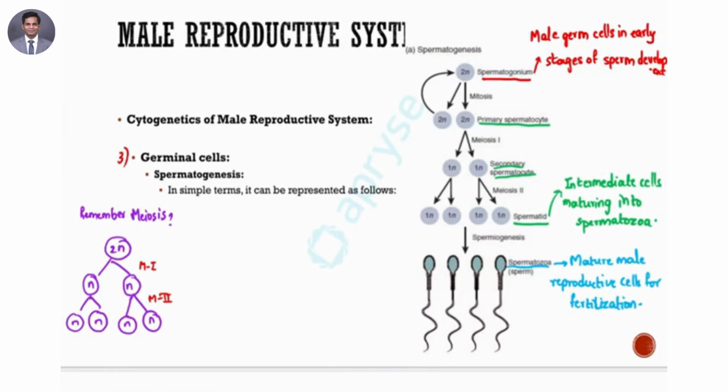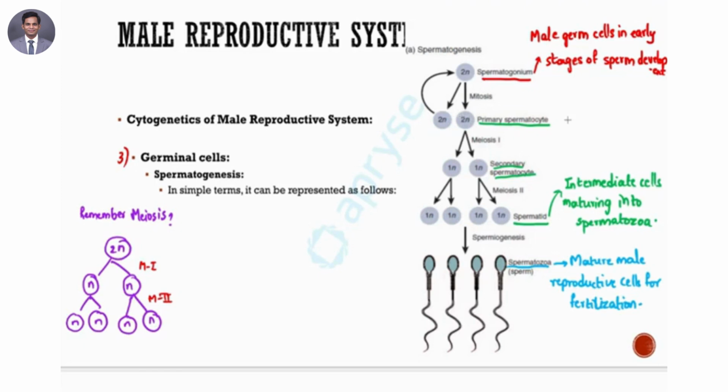Those in the testes undergo mitosis. It's one type of cell division in which a 2n cell divides into 2n and 2n. Can you see that here? You have a 2n and it divides into 2n and 2n. So that is what you see.